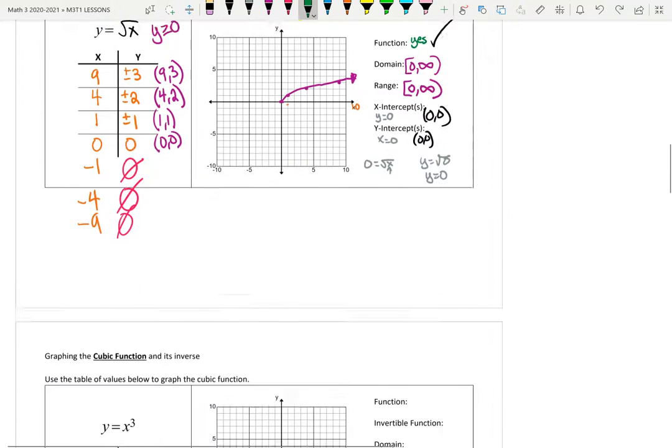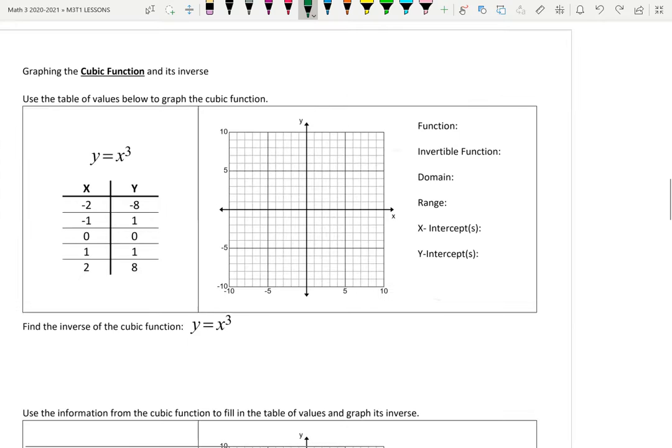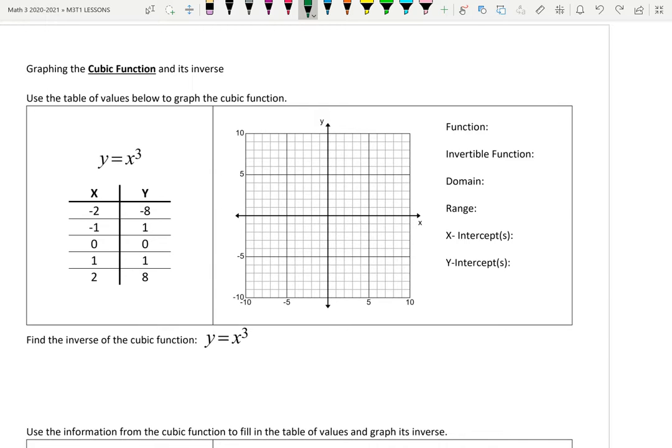Let's do one more though. So we're going to turn up the heat and we're going to graph the cubic and its inverse. So notice how we started with x squared. Now we're starting with x cubed. And basically what I want you to notice as some key takeaways is that when I plugged in -2, I got -8. When I plugged in -1, I got -1. When I plugged in 0, I got 0. I got 1 and 1, 2 and 8.